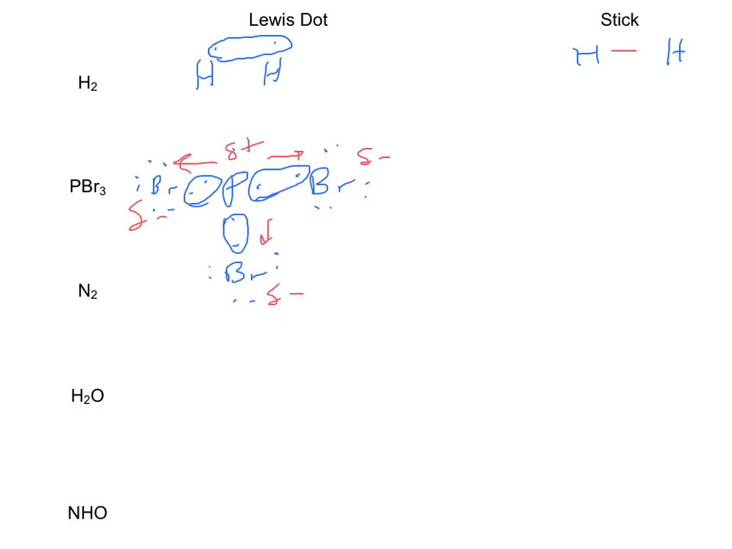Now my diagram is complete. I've used circles to show electrons being shared, and because I have a significant electronegativity difference, I've put partial charges on each of my atoms. The stick diagram for PBr3 is a little bit more simplified. Make sure, though, that you don't forget to still put on the partial charges.